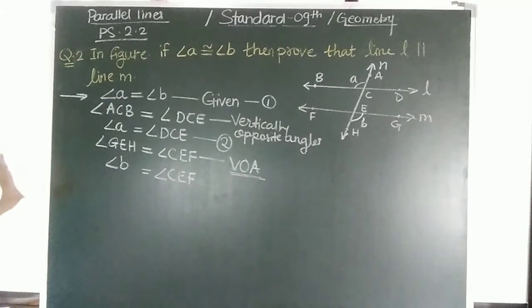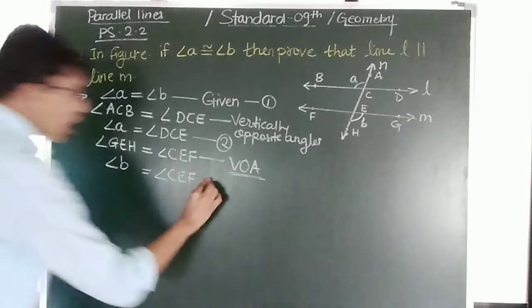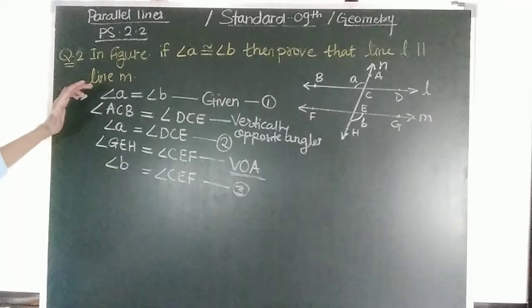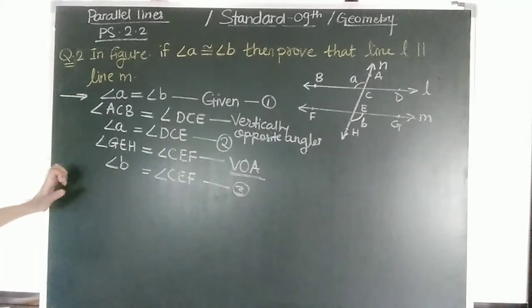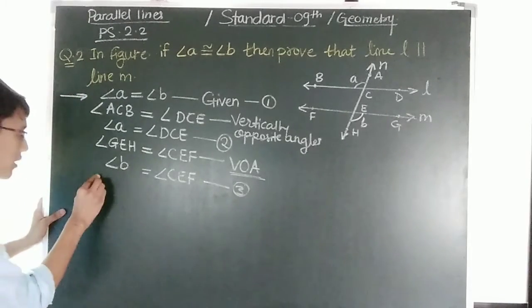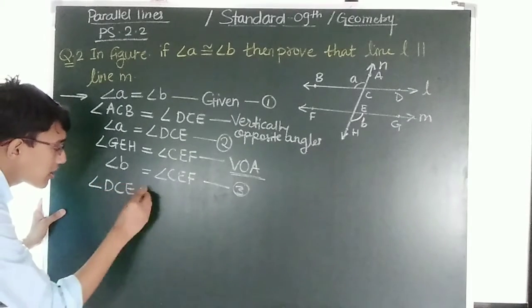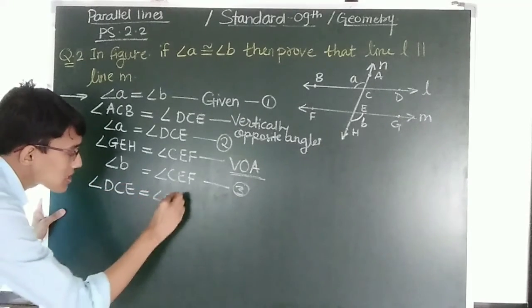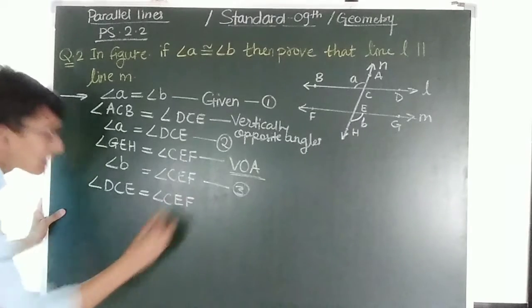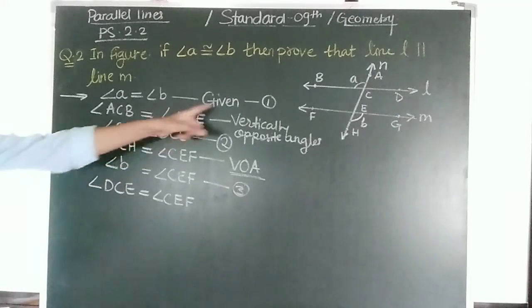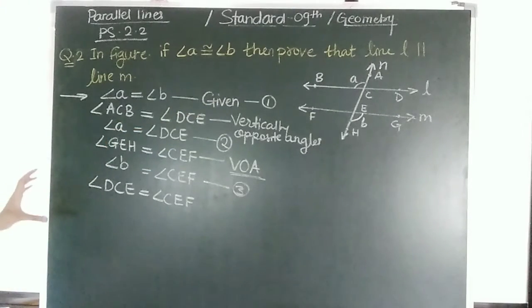Okay, now I will take this as equation 3. From equations 1, 2 and 3, we can write angle DCE is equal to angle CEF. As you can see, angle A and angle B both are equal. We have this data from the given. It is given data to us that angle A and angle B both are equal.